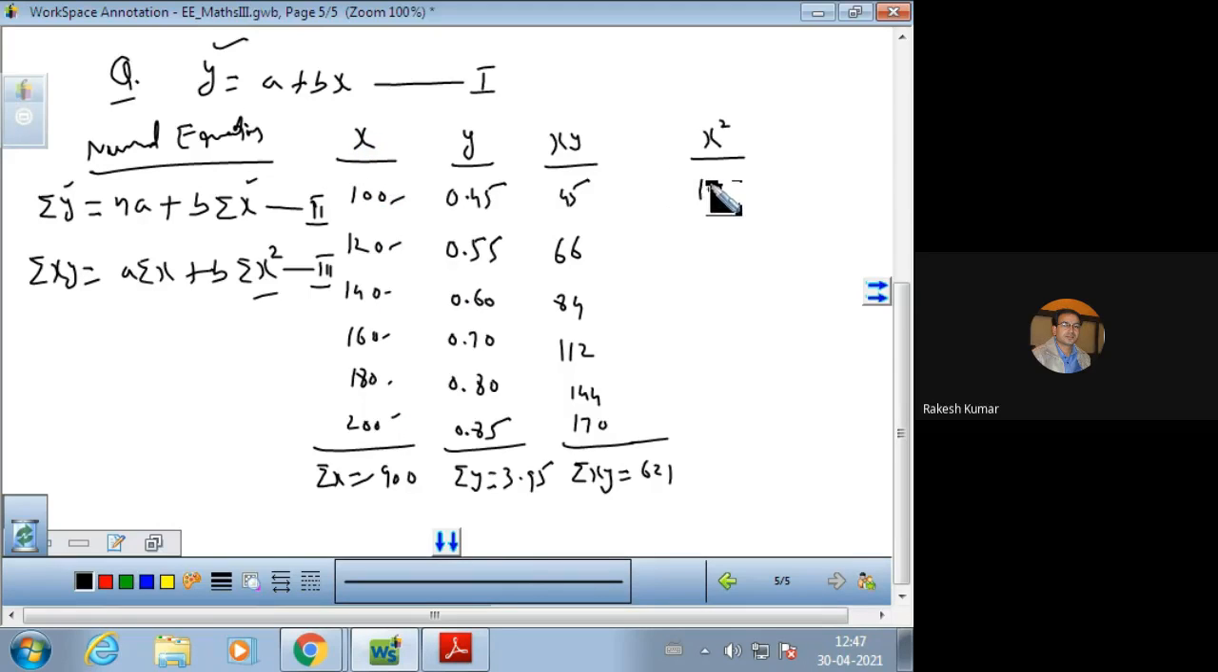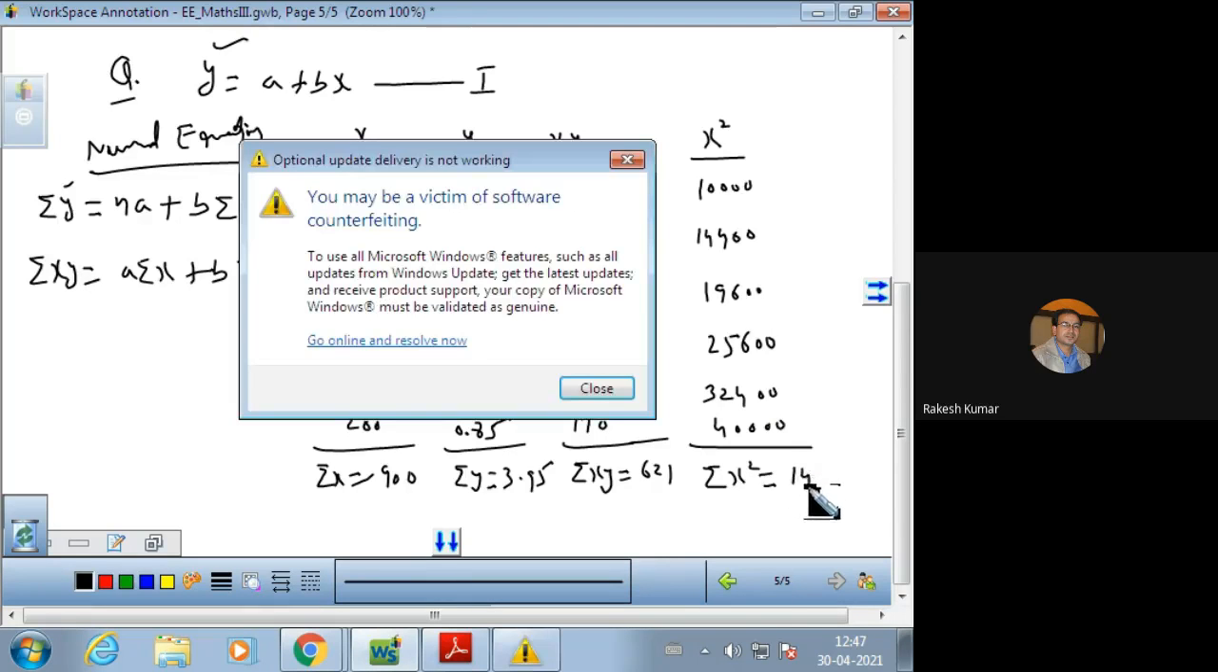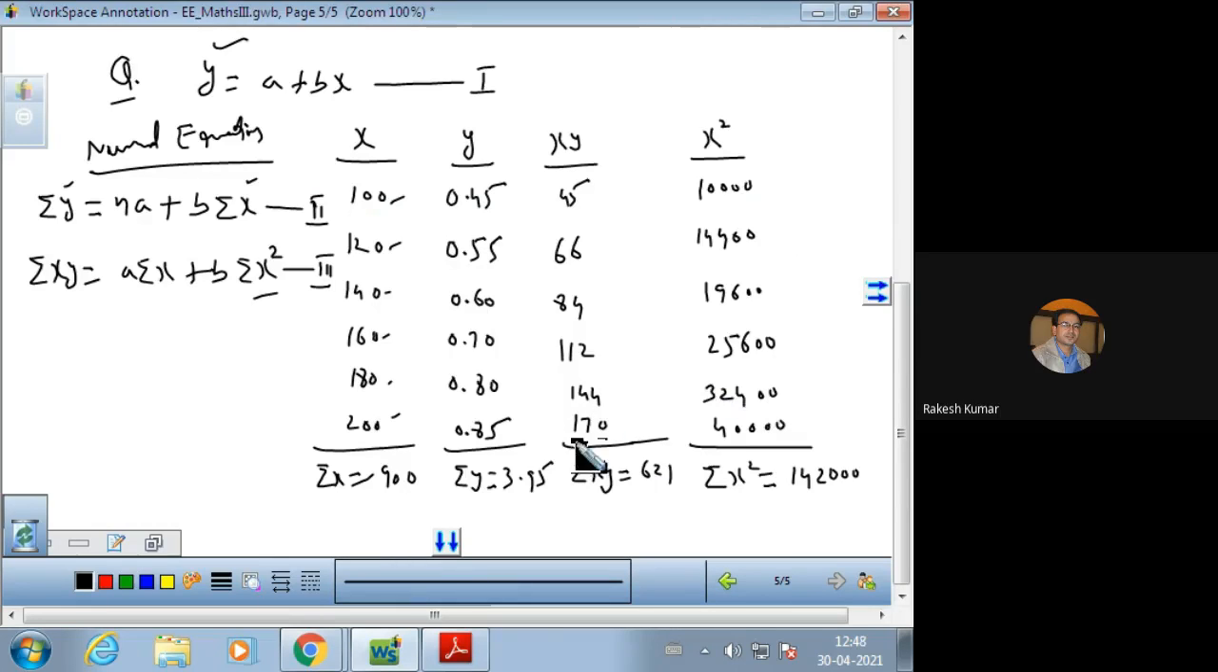So 100 square means you will have 10,000, then 14400, 19600, 25600, 32400, and 40,000. And sigma x square means sigma stands for total. So the total of these values will be 142,000. This will be the sum total of all these values.